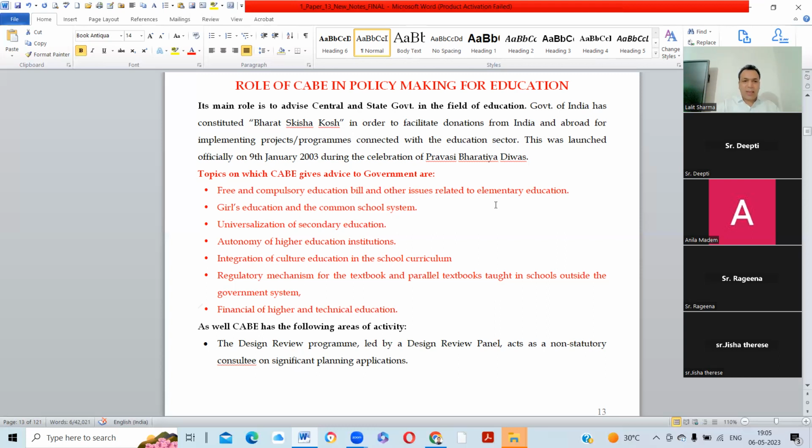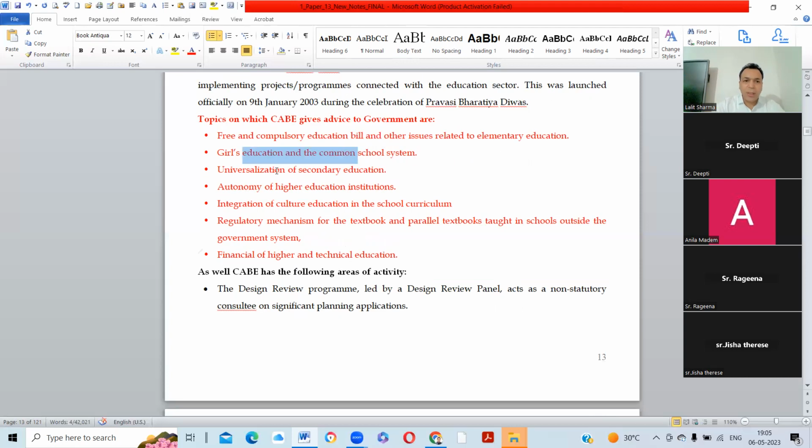Right, guys? You can see free and compulsory education, girls' education, common schools for all, and universalization of secondary education. We have already covered universalization of elementary education, UEE. Universalization of elementary education means providing primary and elementary education to all children from 6 to 14 years of age. Now the concept is universalization of secondary education, which means also providing secondary education.